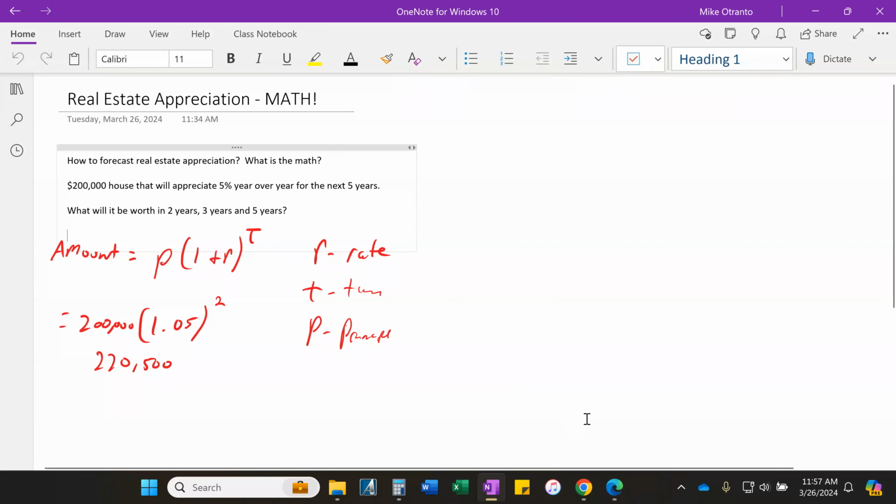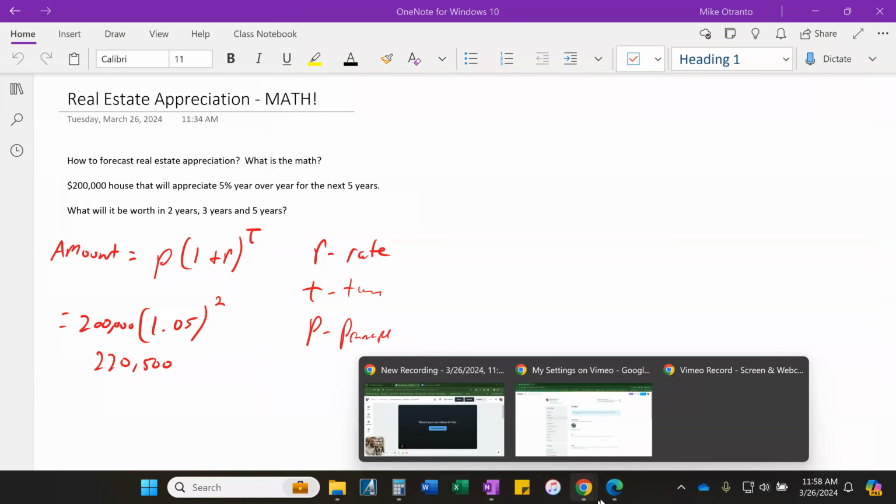So questions, if you want me to go more in depth, also there's a way to use a logarithmic calculation to figure out how long will it take your property to double in value, assuming 5% per year. And there's an easy way to figure that out using this calculator. I can show that to you as well, but let me know if that's something that you want to see.